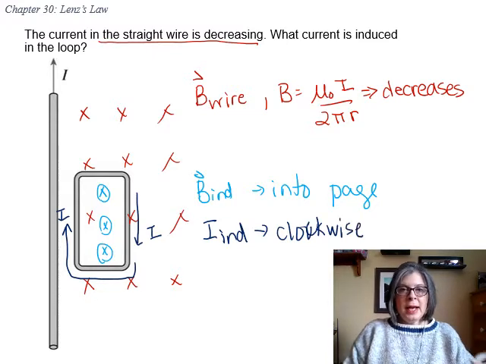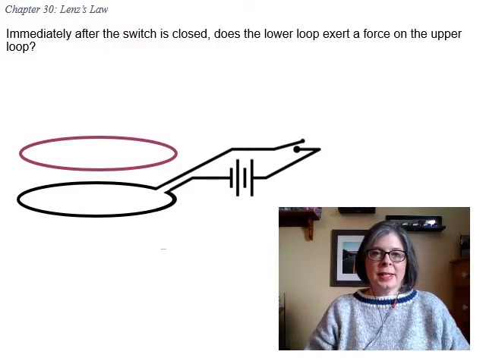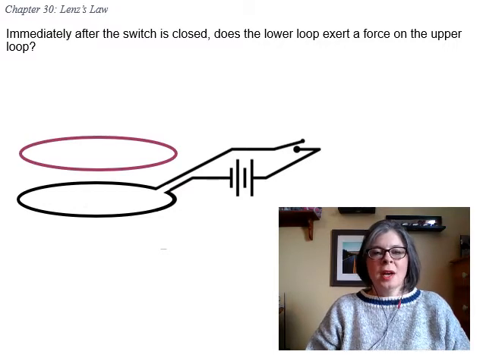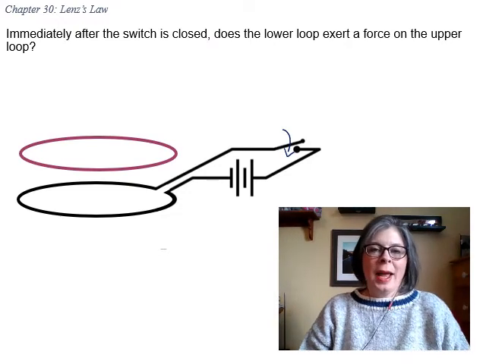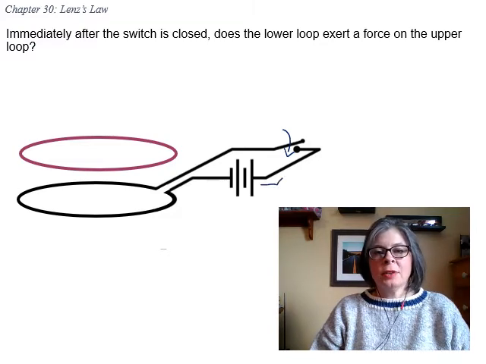So you're always asking, what is the change in the field? How do I counteract that change with a new field? And how does that correspond to the induced current? This is another example that looks a little different, but operates on the same principles. We have two loops, and the lower loop is connected to a source of potential. When we close the switch, we're going to ask what happens to the upper loop. So we close the switch, it means current is allowed to flow.